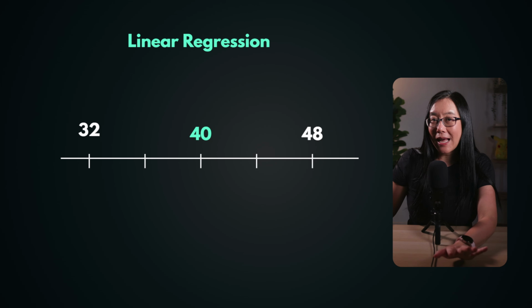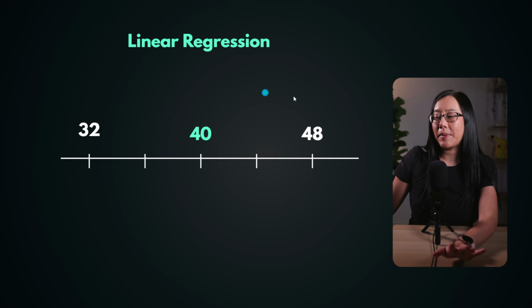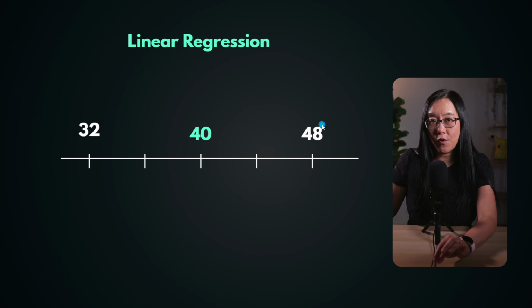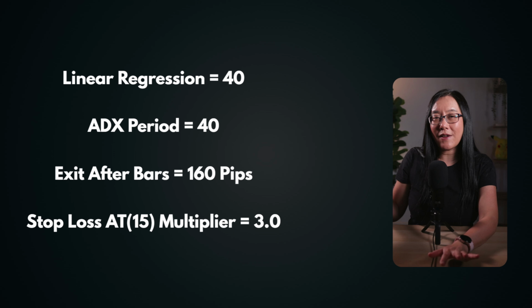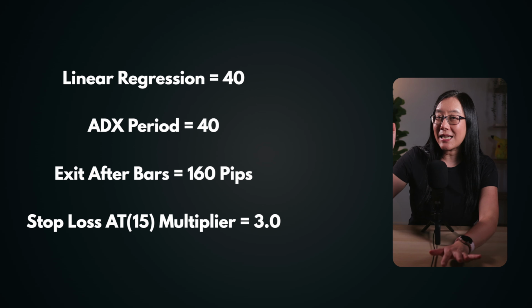Let's take a look at the linear regression. So the current value is 40. What we want to do is go down a little bit, so let's pick a value of 32, and go up a little bit, so we pick a value of 48. And we do that for every single parameter. We take what the current value is, go up a little bit and down a little bit.